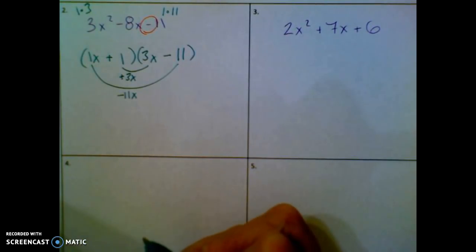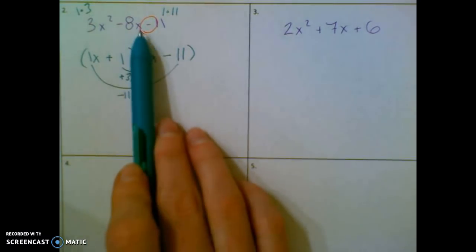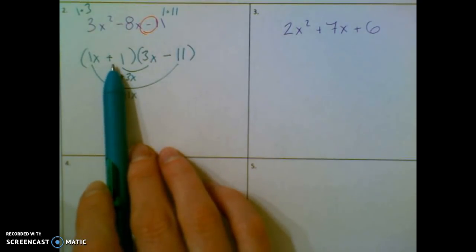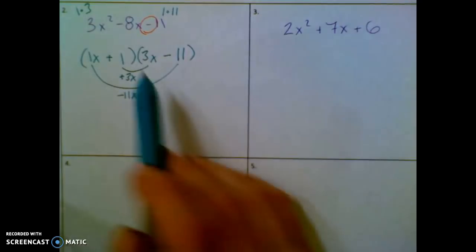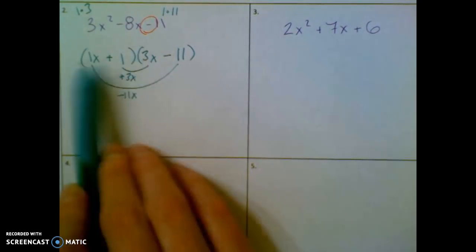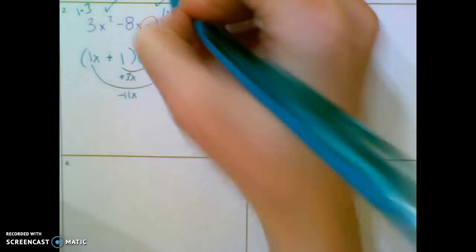All right, always just check your answer at the very end. Especially check these 2 signs to make sure they give you that. Does a positive 1 times a negative 11 give me a negative 11? Yes. 1x times 3x is 3x squared, so this guy's taken care of, this guy's taken care of.